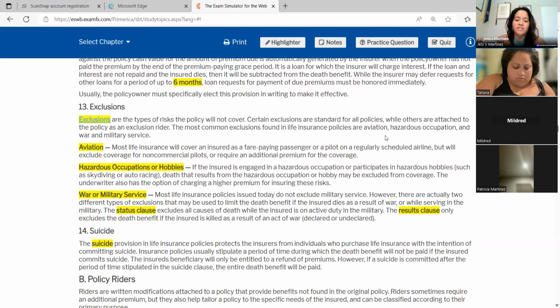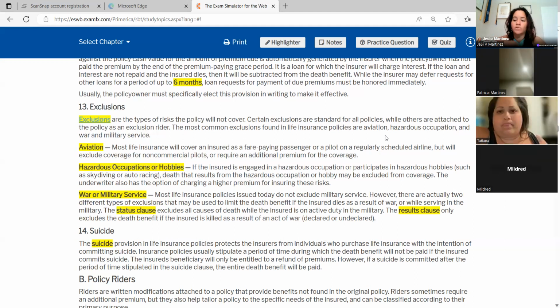Hazardous hobbies, if the insured is engaged in a hazardous occupation or participates in hazardous hobbies such as skydiving or auto racing and things like that. So what we were talking about the other day, if they're part of those, then they get either higher premiums for it, and if they did not disclose it, because that's one of the questions in the policy, if they did not disclose that they like to do those activities and they happen to pass away doing any of those, the policy will not pay out.